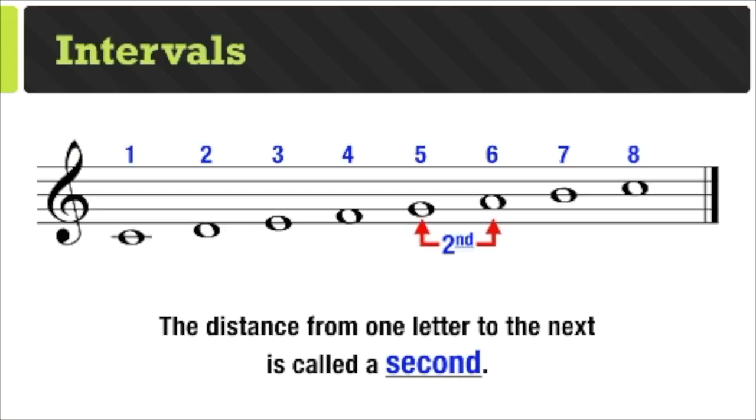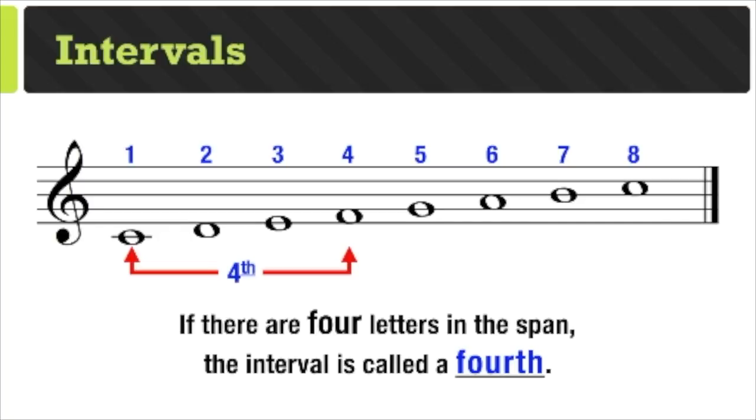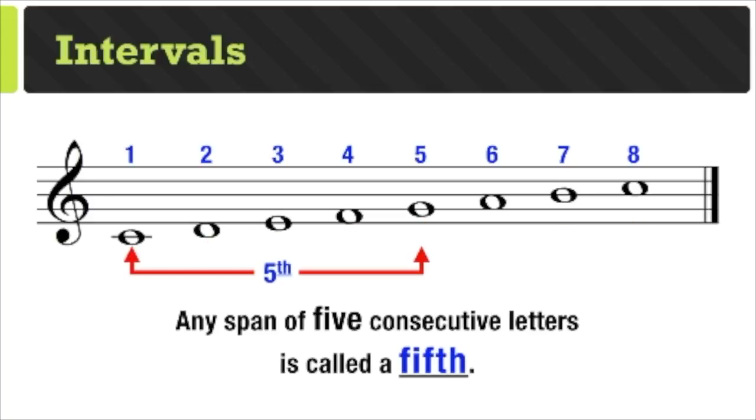It should be mentioned that the distance from G up to A is also a second, being that those two notes are sequential when repeatedly reciting the musical alphabet. If one letter is skipped, the interval is called a third. If there are 4 letters in the span, the interval is called a fourth. Any span of 5 consecutive letters is called a fifth.